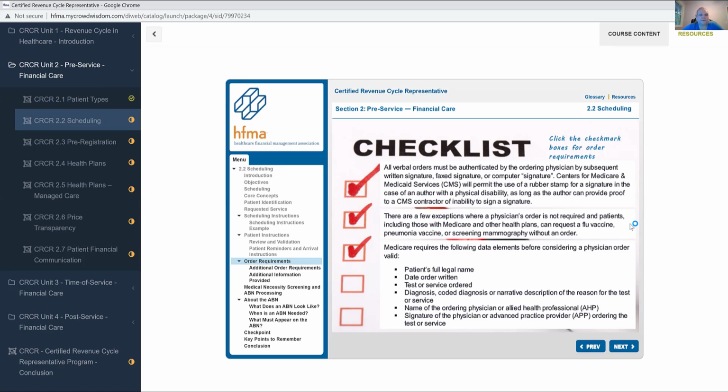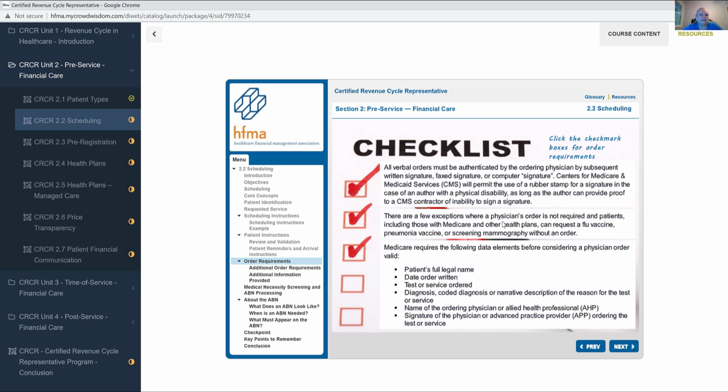This is one of those slides where I would tell you, you may want to do a screenshot and just have it on hand to refer back to. In this second point, the few exceptions where a physician order is not required, think about services you could get at a local pharmacy. You could walk into any pharmacy right now and get a flu vaccine. A lot of your insurances will cover the pneumonia vaccine. A screening mammography is covered.